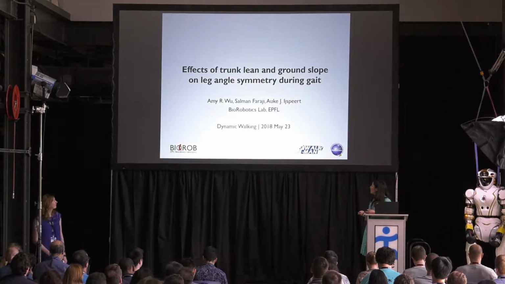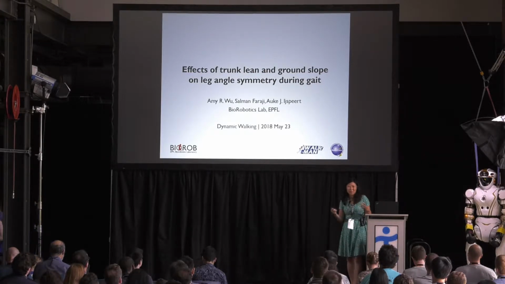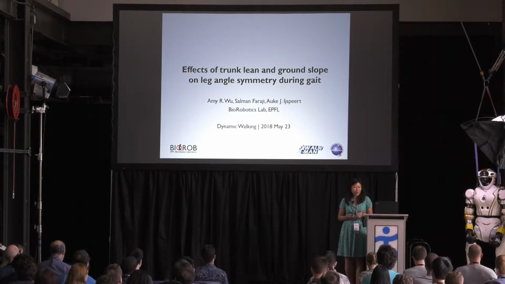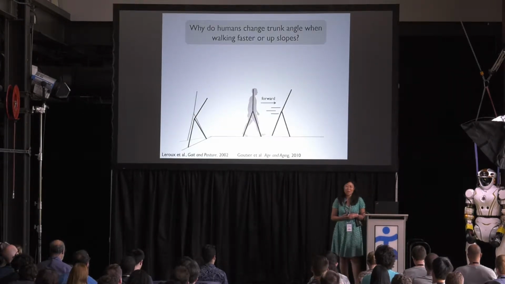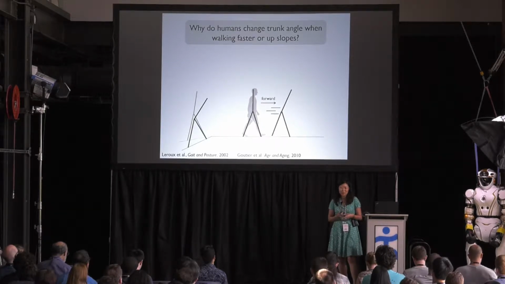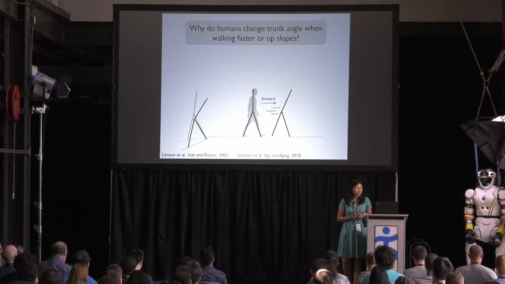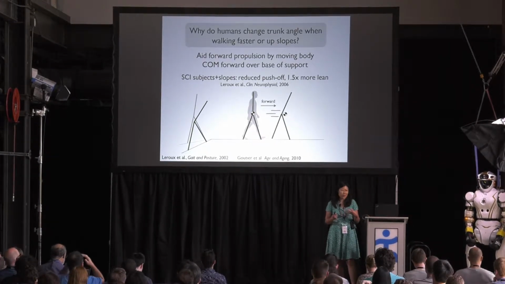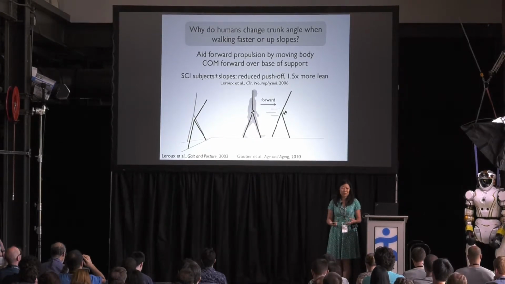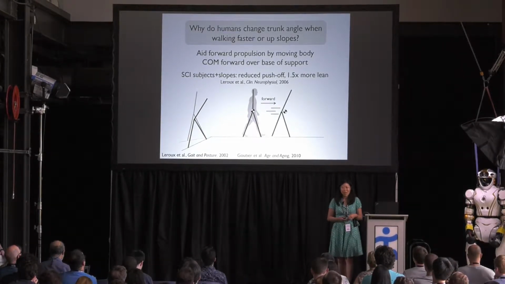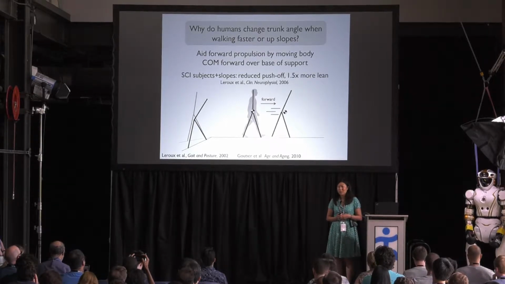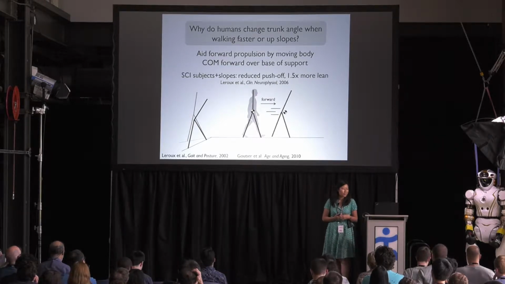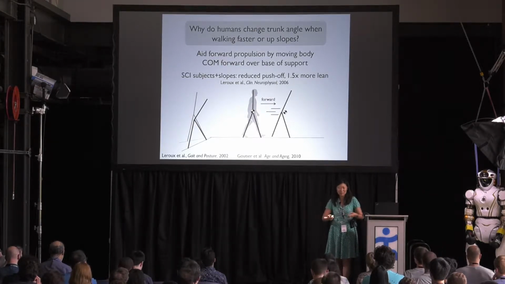Okay, cool. So this talk is about some preliminary thinking about the effects of trunking on when we walk up slopes or when we walk faster. This question came out of why do humans change our trunk angle when we want to increase speed or walk uphill? Some previous studies have shown that perhaps this is to aid in forward propulsion by moving your body center of mass closer to the front and over your base of support to help you move forward faster. An example is subjects with a spinal cord injury, who have reduced push-off as measured from muscle activity, but have 1.5 times more lean forward.